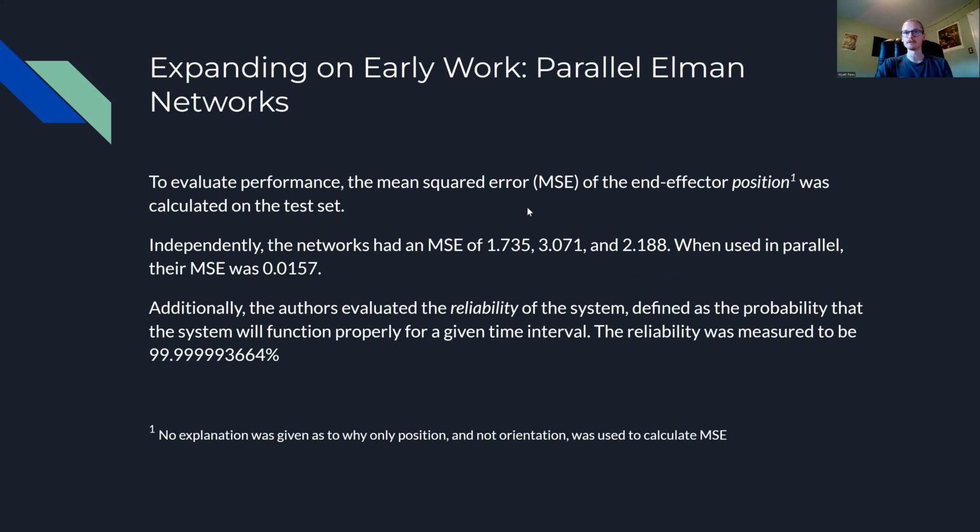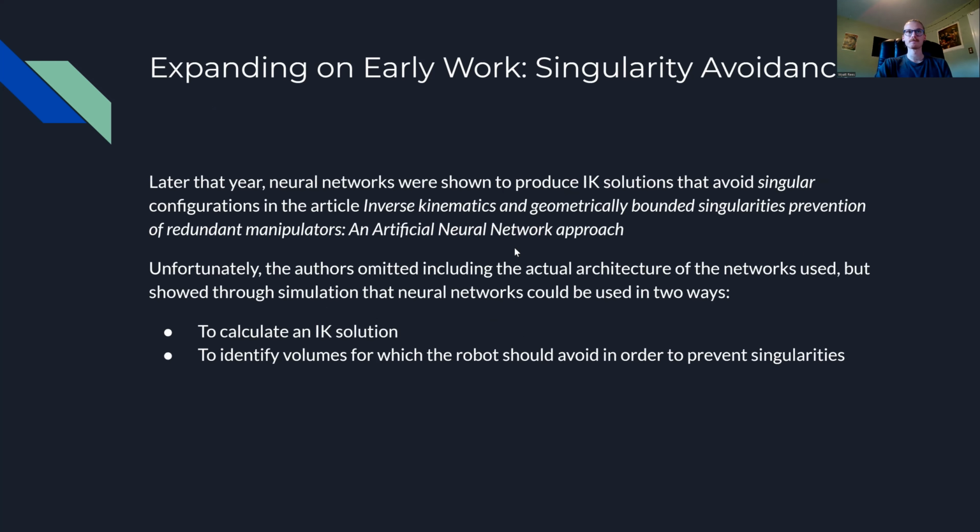To evaluate the performance of these networks, the mean squared error of the end effector position was taken, and independently, each one did not perform so well, but when used in parallel, performed much better. Additionally, the reliability was measured to be very high, nearly 100%. Also expanding upon this was the avoidance of singularities. Unfortunately in this paper, the authors omitted any architecture details, but did show through simulation that you can identify volumes for the robot to avoid so that it will not enter a singular state.